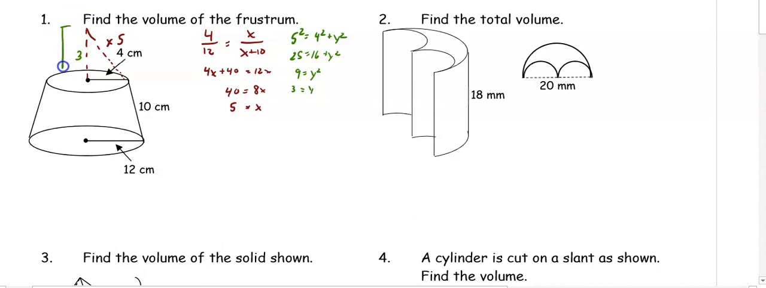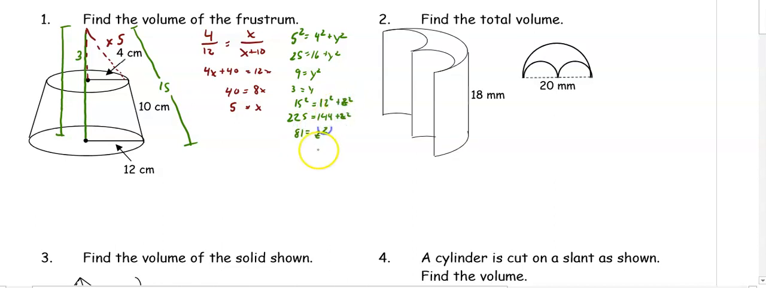Then if we do the whole length here of the bigger triangle, we have 12, and we know that this side is 15. We have 15 squared equals 12 squared plus z squared, so we get 225 is equal to 144 plus z squared. 81 equals z squared, so z is 9. So if this whole length is 9, that means the height down here would be 6.